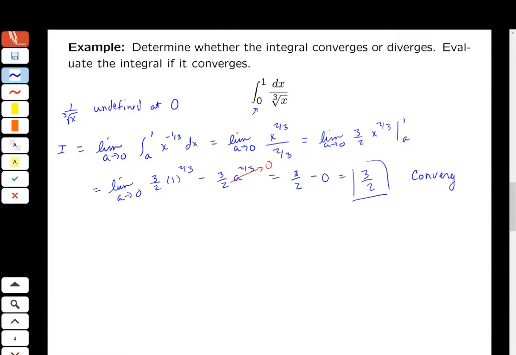Converges. Converges to 3/2. You can't tell if it's going to converge or diverge ahead of time. You have to integrate it first. And if you get a number for an answer, then it converges. If you get infinity for an answer or infinity minus infinity for an answer, it diverges. Okay? Any questions on that?